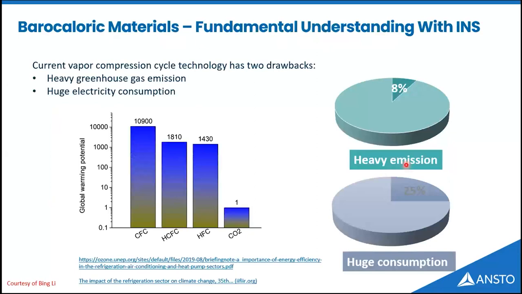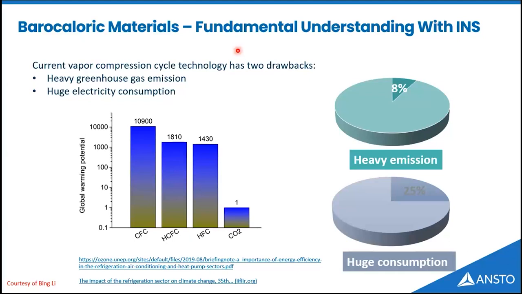So now, I think the best way to demonstrate what we can do is by showing some examples. The first one I will talk about is barocaloric materials, and how we can use inelastic neutron scattering and quasi-elastic neutron scattering to provide fundamental understanding.